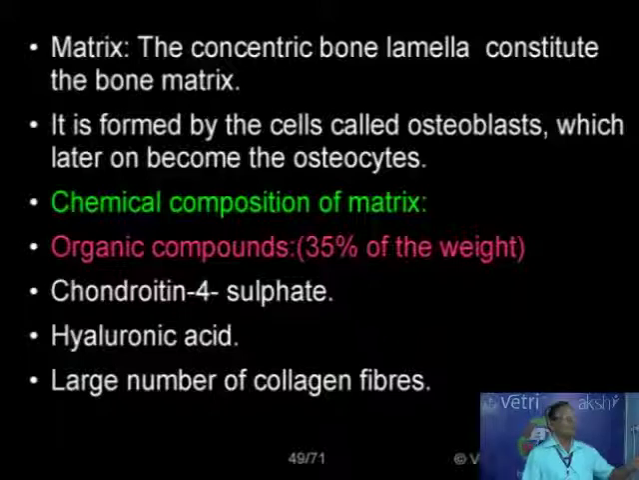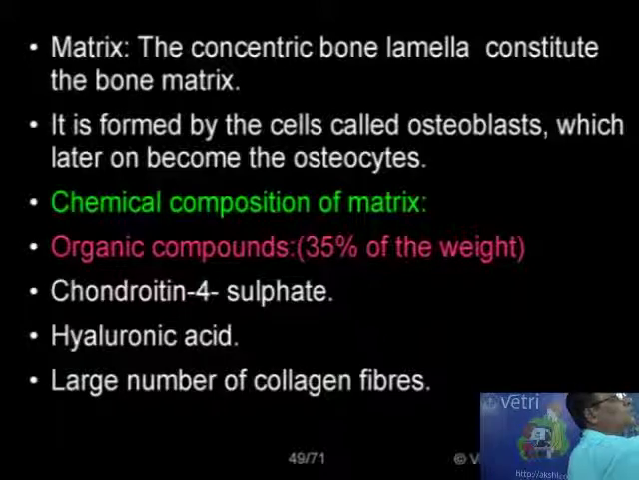Now let's see something about the different organic compounds found in bone. I mentioned already one type of salt, chondroitin 4 sulfate. Then an organic acid, hyaluronic acid, normally formed in the matrix not only in the case of cartilage, but also in the case of compact bones. And a large number of collagen fibers, which give rigidity to the bones. The collagen fibers are nothing but the white fibers made up of protein. So chondroitin 4 sulfate is an organic salt, hyaluronic acid is an organic acid, and large bundles of collagen fibers are organic proteins, formed in the bone as organic compounds constituting only one third of the total weight of the bones.